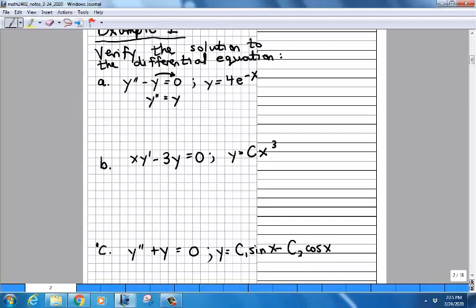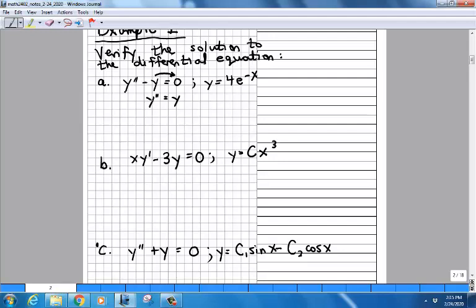Oh, by the way, differential equations are like algebraic equations. You can have more than one solution to a differential equation, just like you can have more than one solution to an algebraic equation. So if this turns out to be a solution, it may not be the only solution to this differential equation. But let's check to make sure it's even a solution.